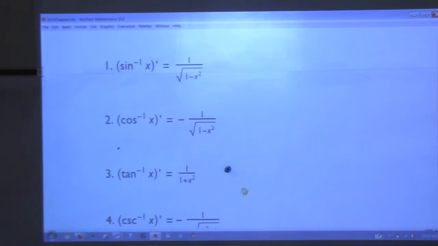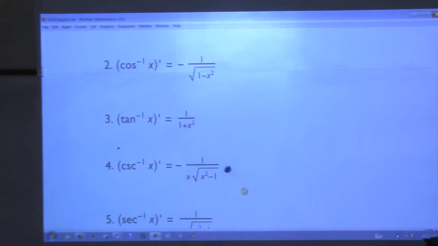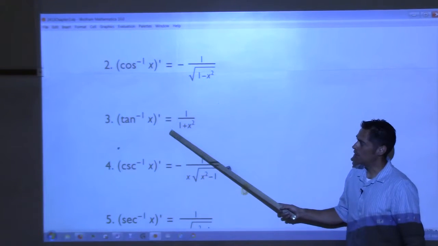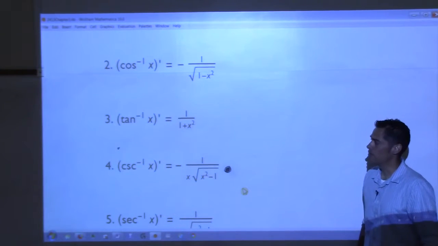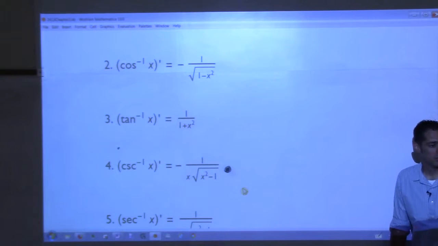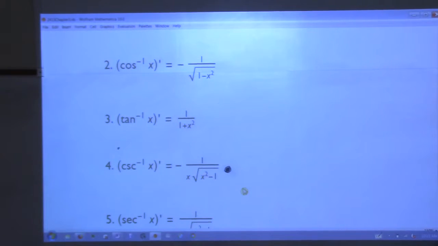All right? The most important one out of all of these is this one right here. This one comes up a lot in Cal 2. The derivative of the arctangent function is 1 over 1 plus x squared. That you will see a lot.